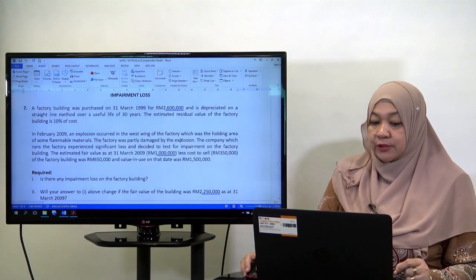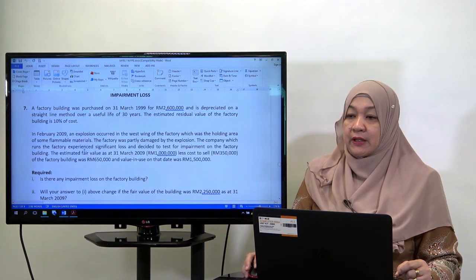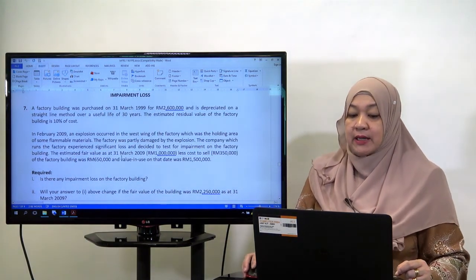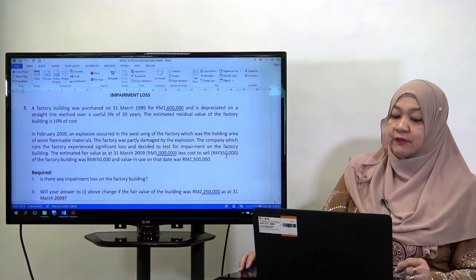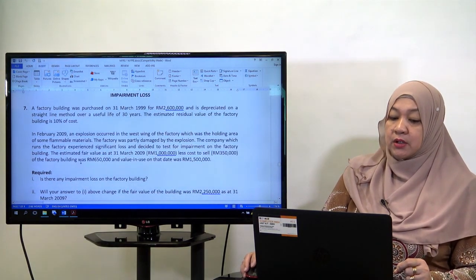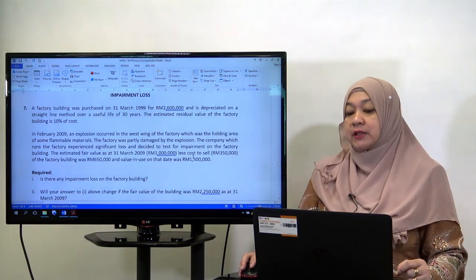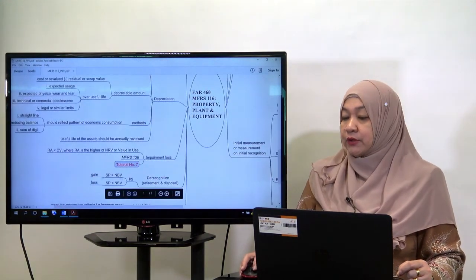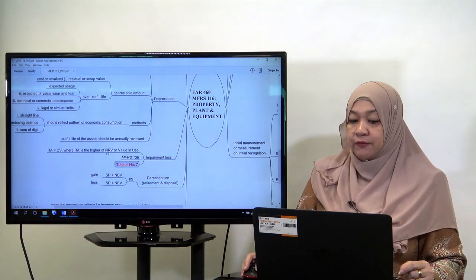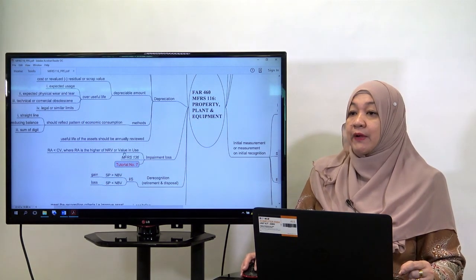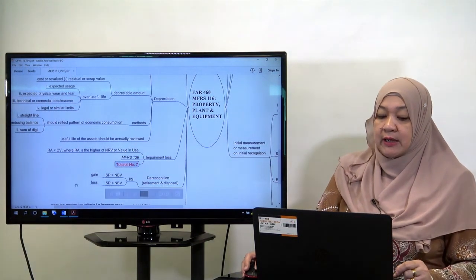The company which runs the factory experienced significant loss and decided to test for impairment on the factory building. The estimated fair value as at 31st March 2009 is 1 million, less cost to sell 350,000. The net realizable value of the factory building was 650,000 and the value in use on that date was 1.5 million. Recall that when we refer to our notes, to determine the recoverable amount is the higher of net realizable value or value in use. So we need to compare these two values and take the value which is higher.